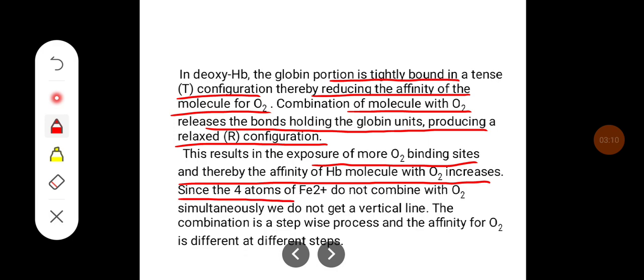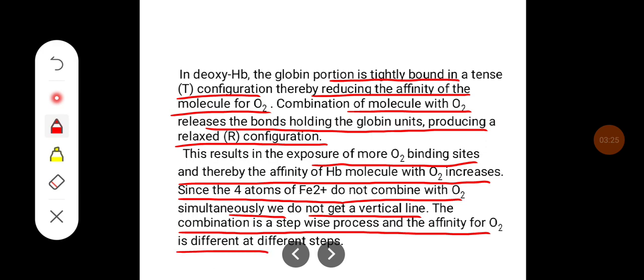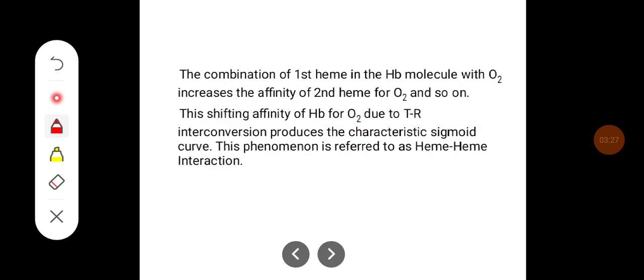Since 4 atoms of ferrous iron do not combine with oxygen simultaneously, we do not get a vertical line. The combination is a stepwise process, and the affinity for oxygen is different at different steps. The combination of the first heme in the hemoglobin molecule with oxygen increases the affinity of the second heme for oxygen, and so on.